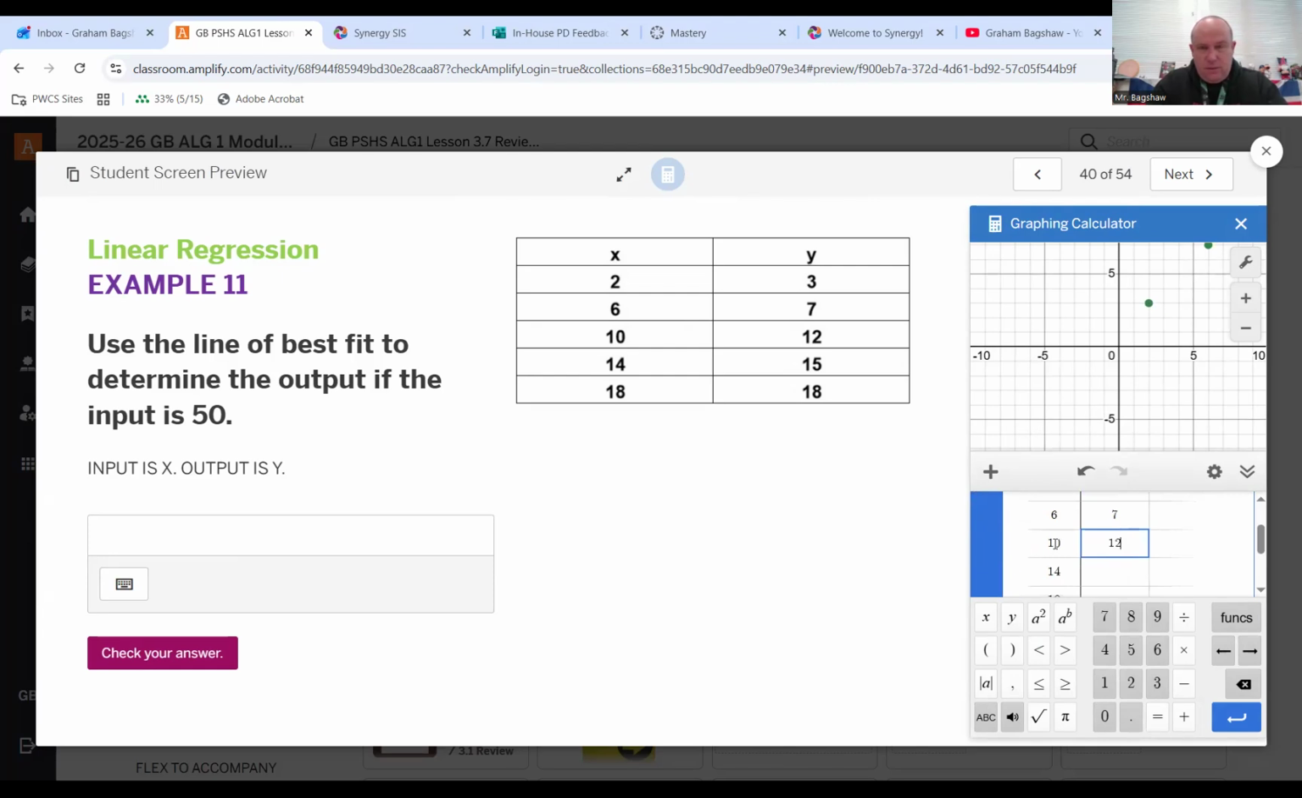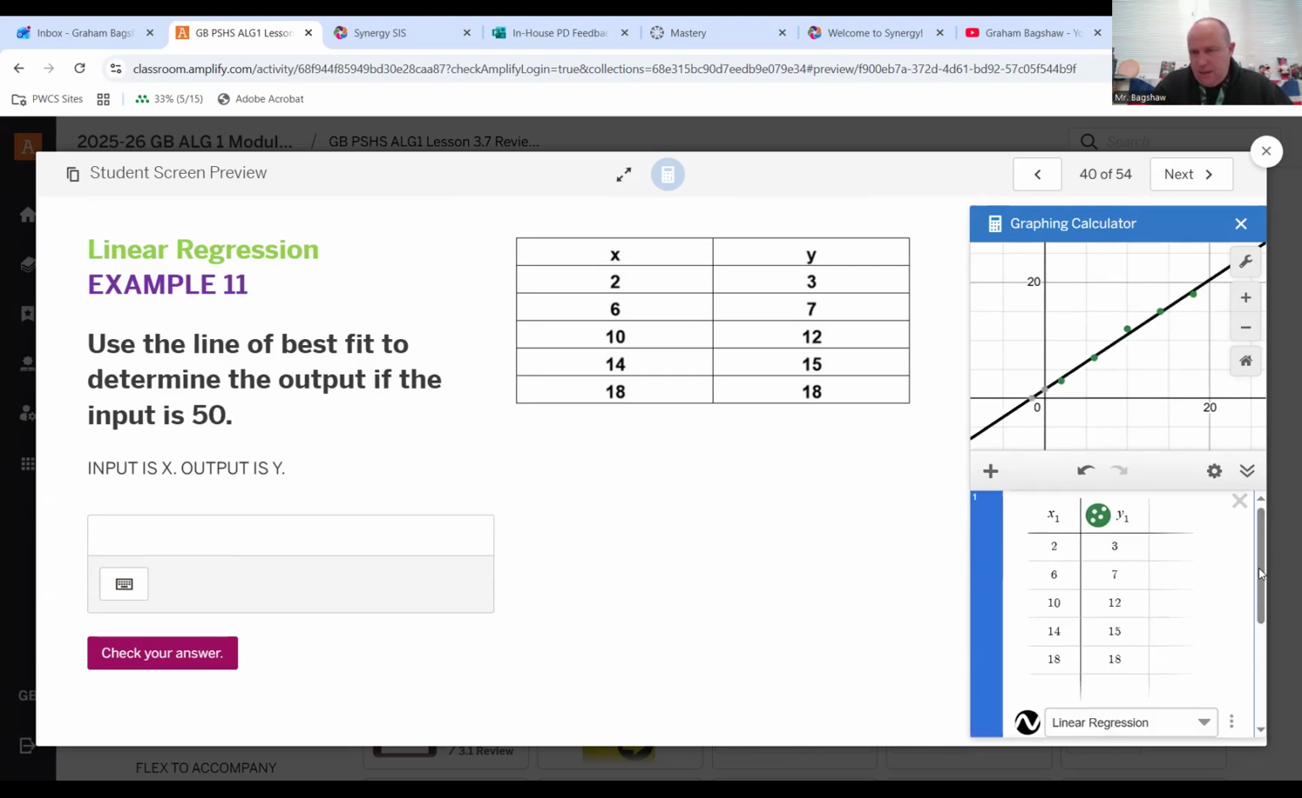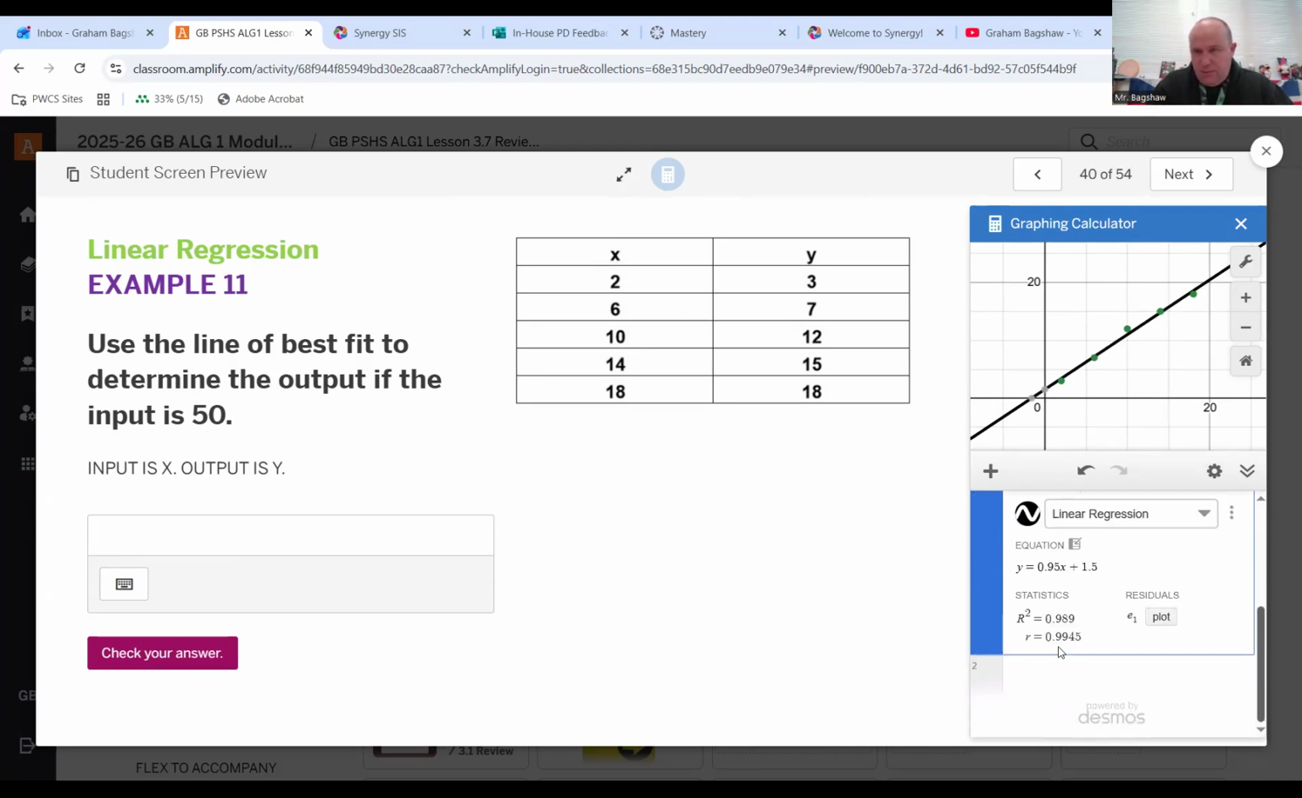3, 7, 12, 15, and 18. Just kind of do a quick little double check to make sure that looks good. Let's click on the magnifying glass. Yeah, there definitely seems to be positive correlation here. So let's go ahead and click on the line, and our linear regression, once again, we got 0.99. This is very close to a straight line, so I think we've probably got the right one here.